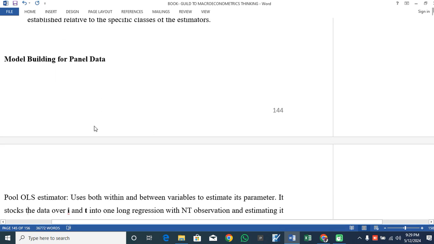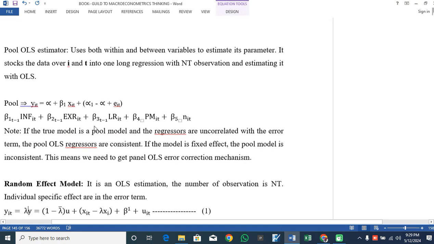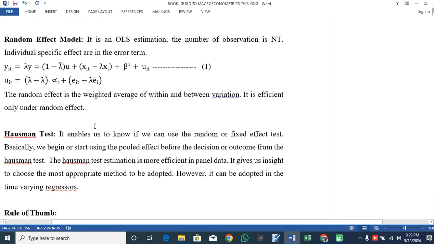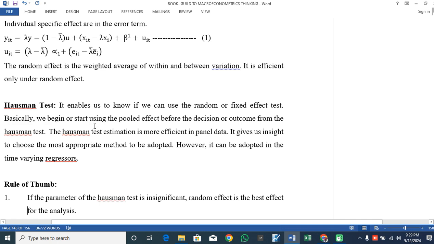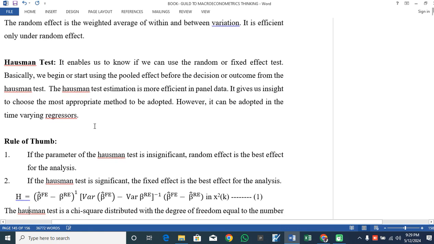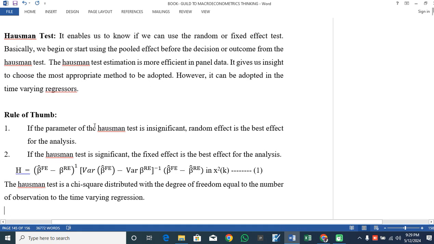A knowledge of what they call the Hausman test. The Hausman test is a test that enables researchers to actually decide which of the models seems to be the best model. The Hausman test enables us to know if we can use the random effects or the fixed effects.